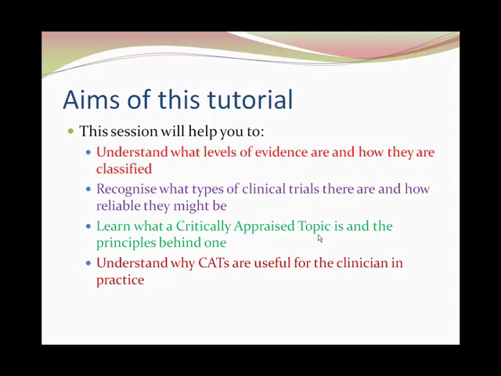It'll also help you to learn what a critically appraised topic is, because this is the principle of what you're going to be doing in Year 3, and this is the foundations of the Year 3 work. And it'll also help you to understand why critically appraised topics are useful for the clinician in practice, and why they're relevant to what you're doing now.